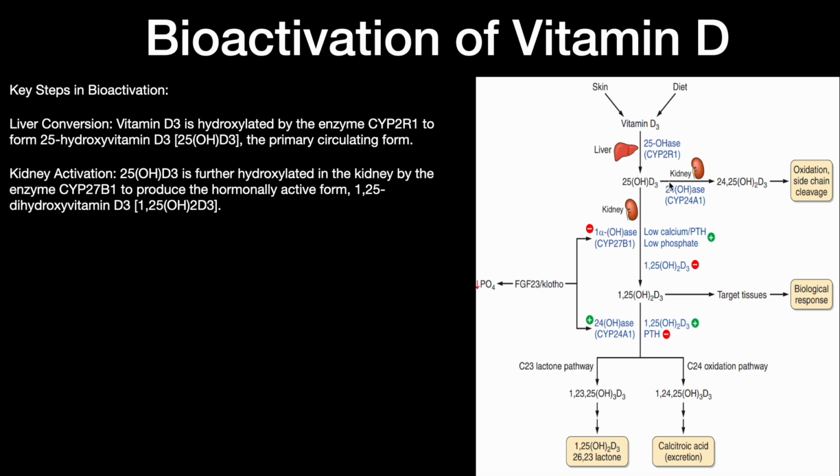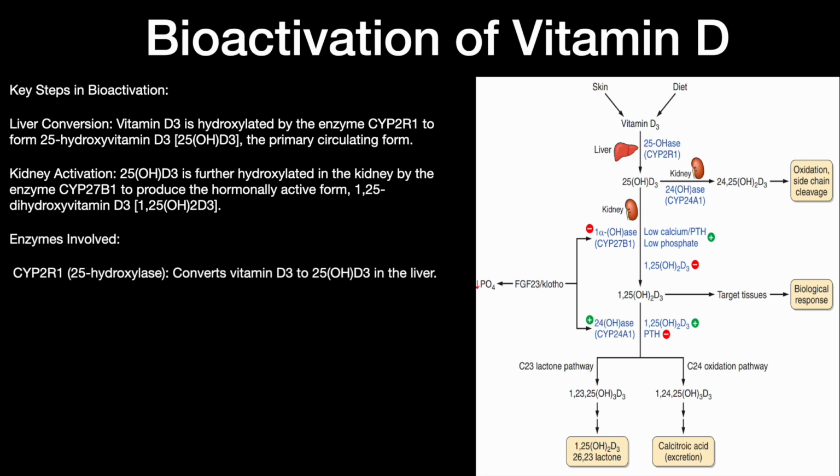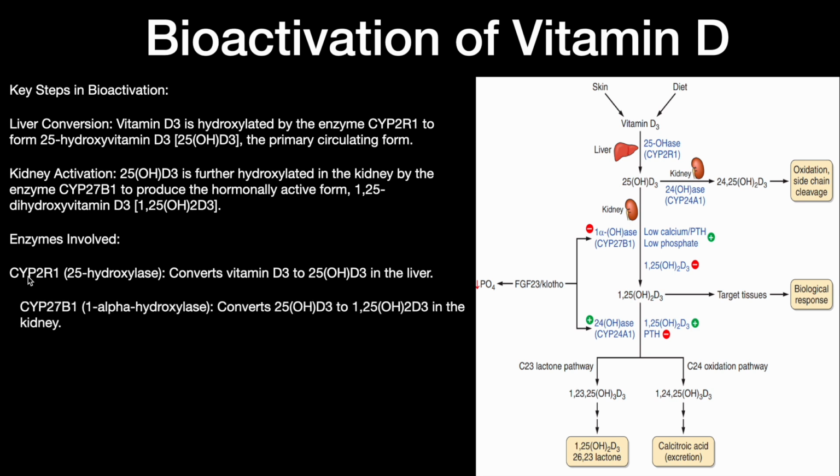Next is the activation in the kidney, where CYP24A1 converts it into 24-hydroxy, which has an oxidative side chain cleavage, and the main activating enzyme, CYP27B1, which does the 1-hydroxylation. Now the enzymes involved are, first in the liver, CYP2R1, and CYP27B1, which is the 1-hydroxylation.